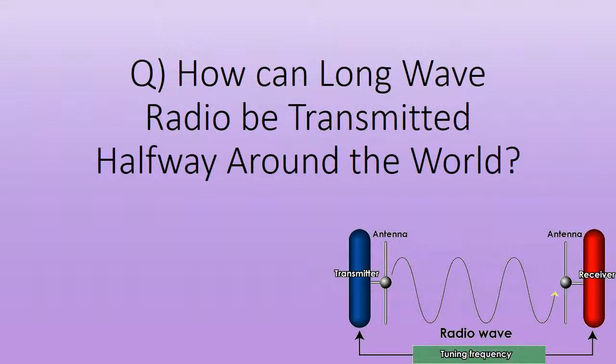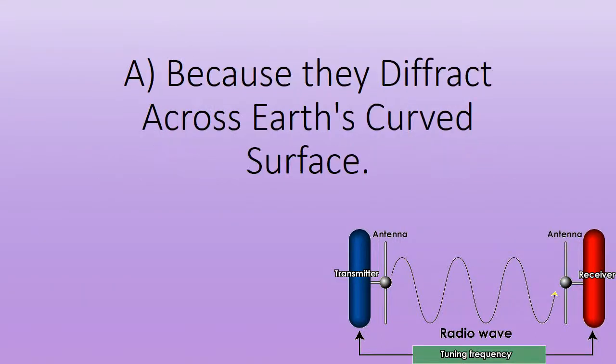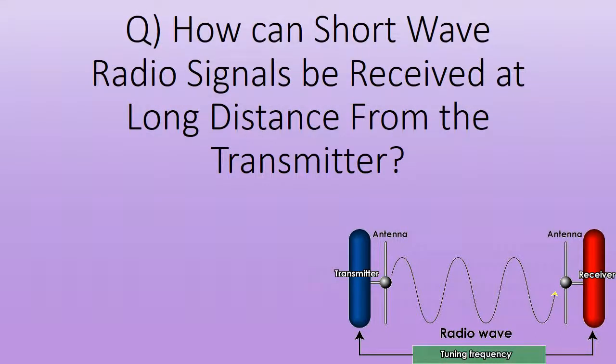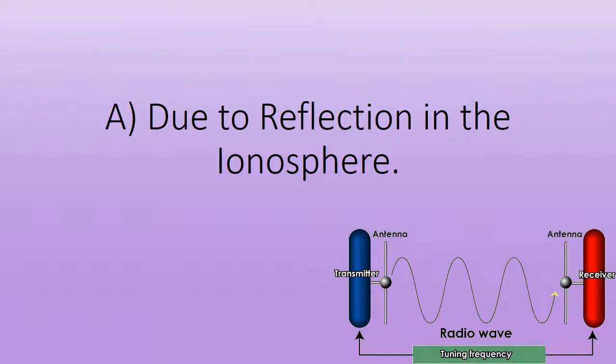How can long-wave radio be transmitted halfway around the world? Because they diffract across Earth's curved surface. How can shortwave radio signals be received at long distance from the transmitter? Due to reflection in the ionosphere.